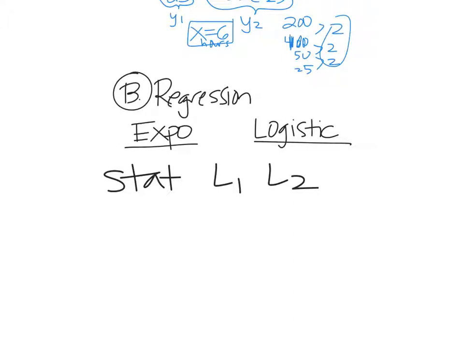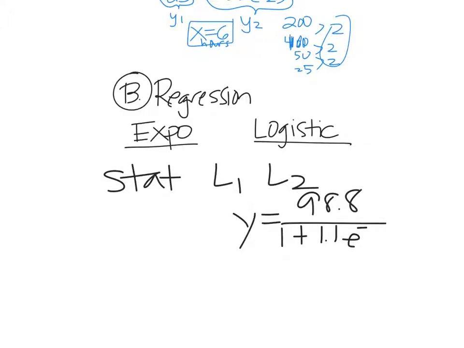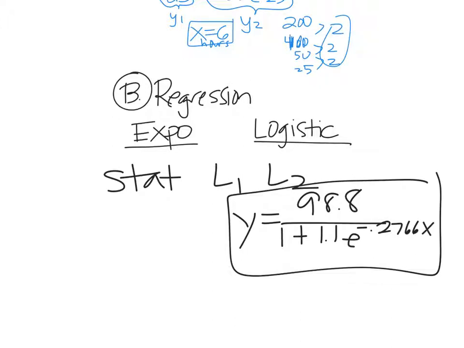And then there's logistic. Now logistic, you might think your calculator's broken. Okay, it takes a little while. Sometimes the more data points, it takes a long time. Look how gross that is. You see that? And then you would have to plug everything in to write your logistic function. 98.8, we know that's going to be the upper bound, the asymptote up above. And then you plug in 1 plus 1.1 e to the negative 0.2766x. Okay, that's going to be the logistic function.